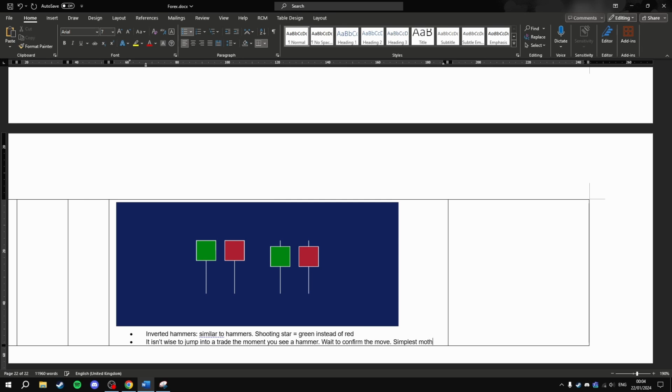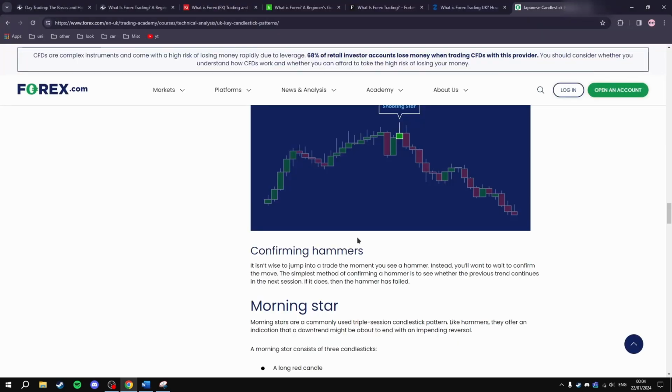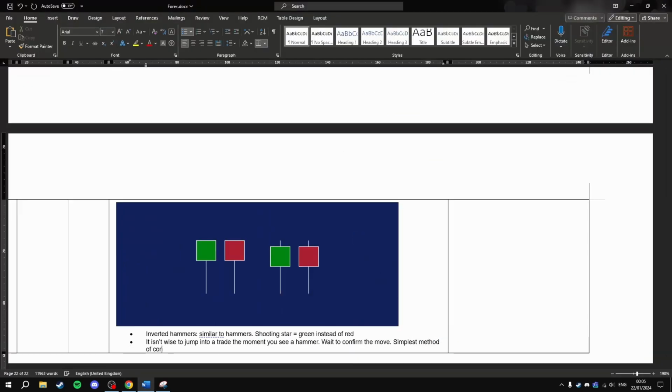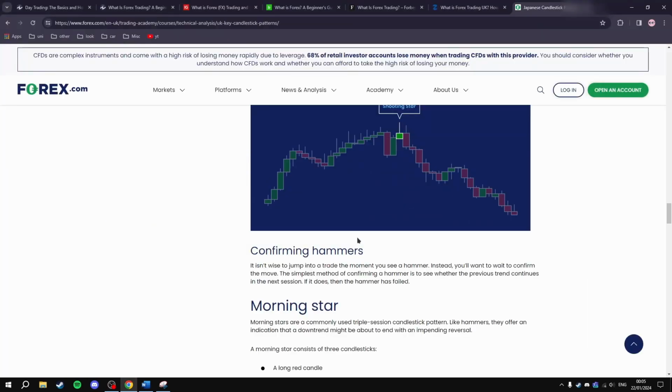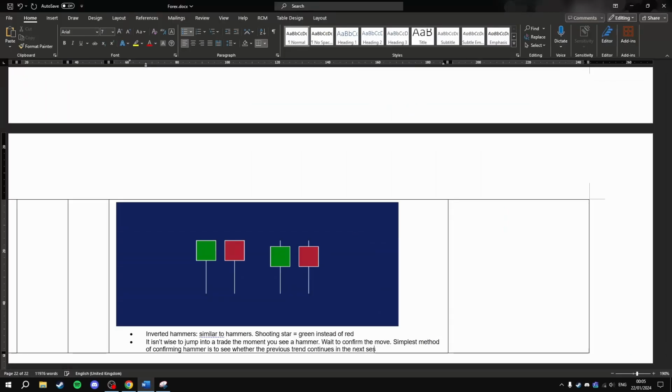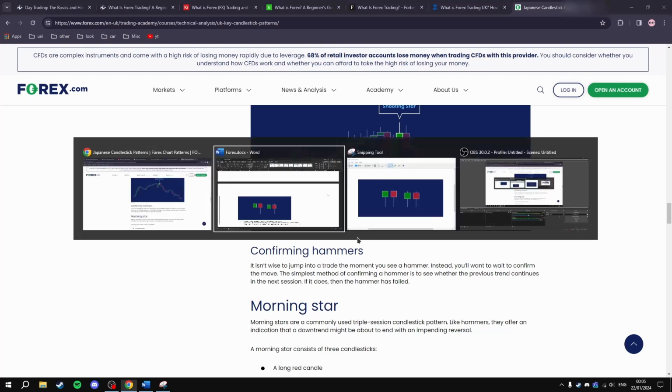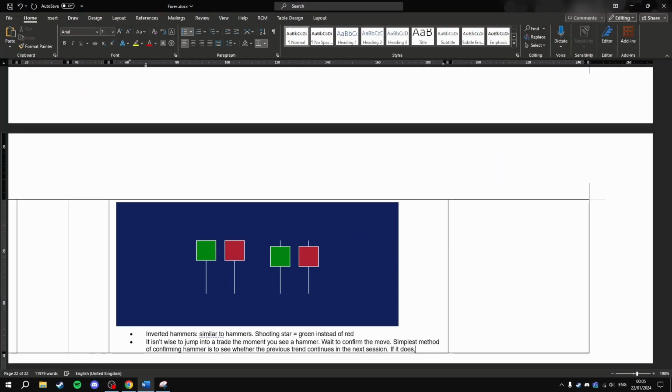Simplest method of confirming a hammer is to see whether the previous trend continues in the next session. If it does, then the hammer has failed.